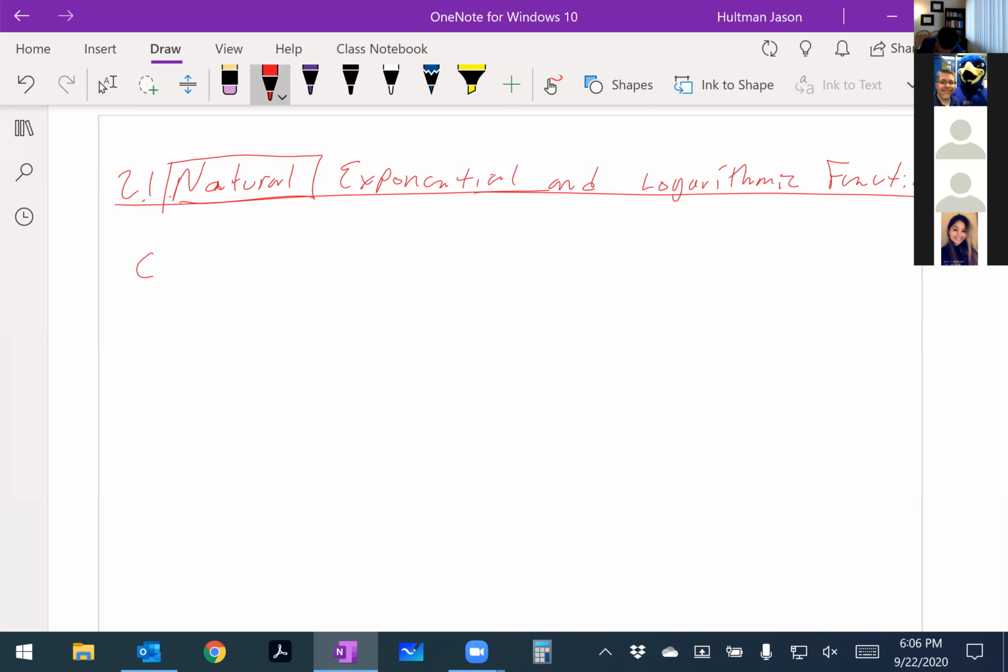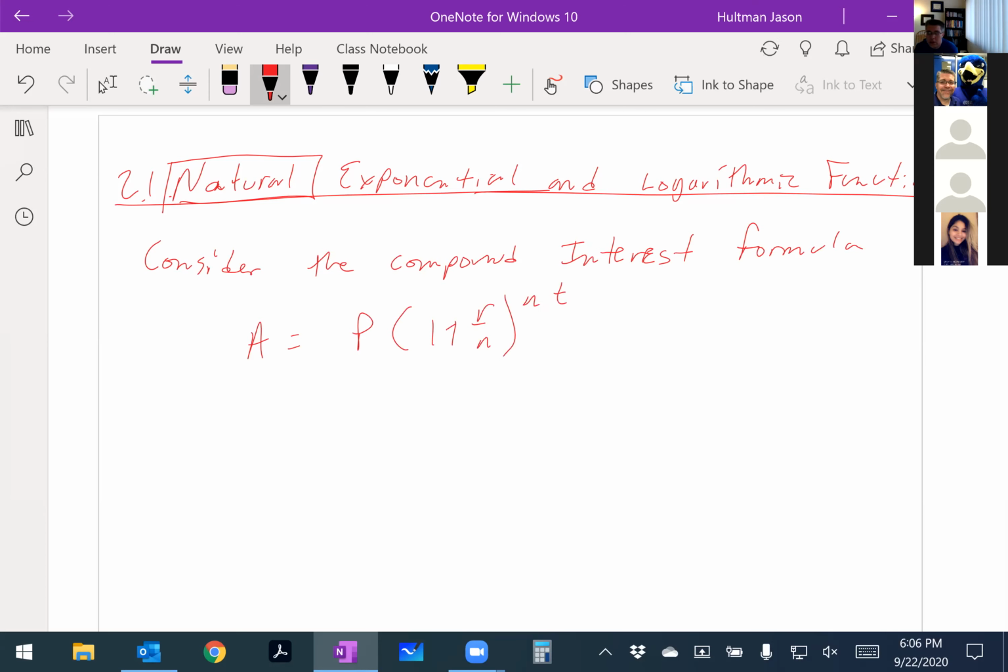Okay, so where does this come from? Well, let's consider compounding interest here. Consider the compound interest formula. A is equal to P times 1 plus r over n to the nt. So there's our compound interest formula, where n is the number of compounding periods.